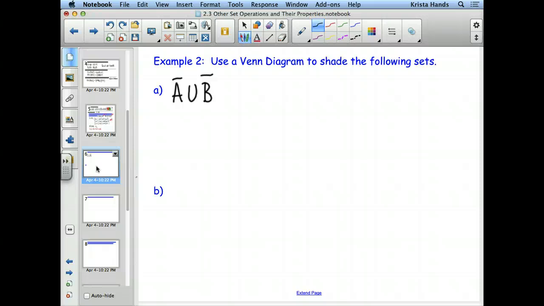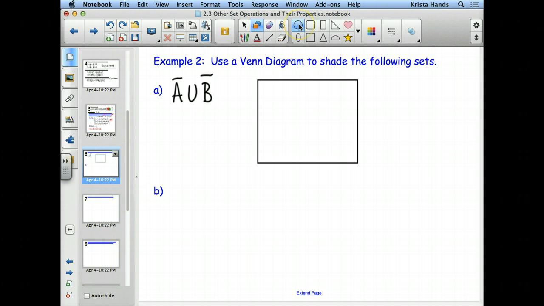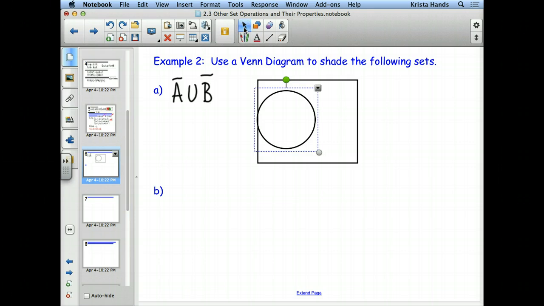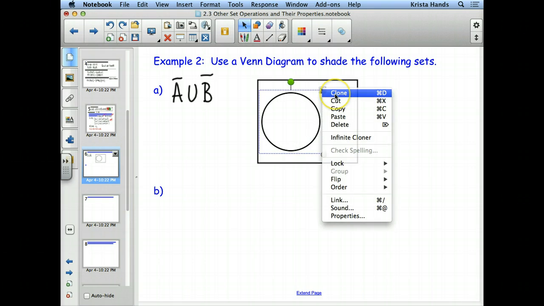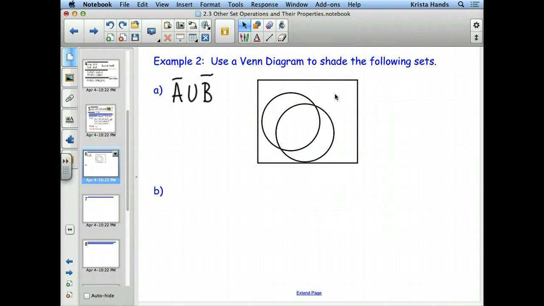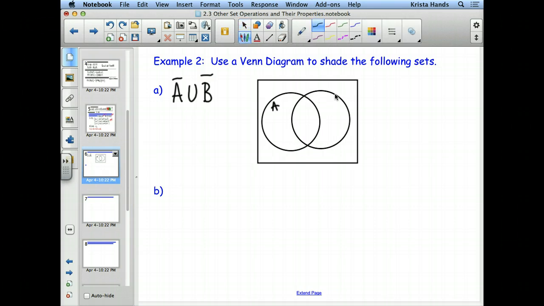All right, this one actually has 2 sets listed, set A and set B. So in drawing my Venn diagram, I need to have a diagram that has how many circles in it? 2. Okay, so you've got 2 circles inside of a Venn diagram, A, B, and U. This is what you do first.